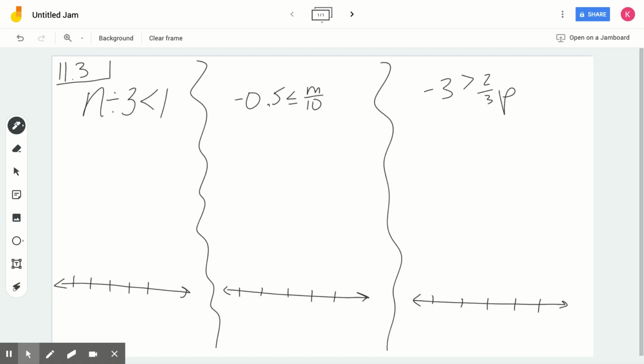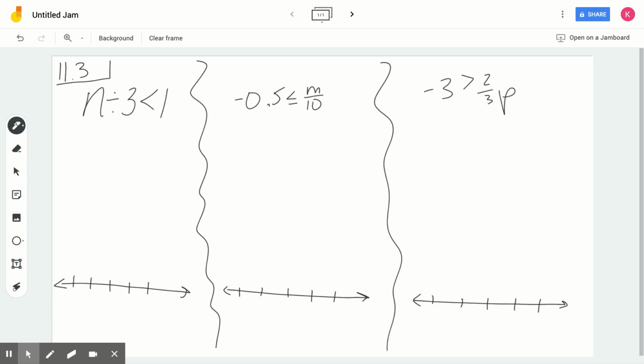Hi everybody, tonight we're going to be talking about lesson 11.3 for advanced math on solving inequalities using multiplication or division. At the top of your page you're going to see the key idea, which is the multiplication and division properties of inequalities. This is talking about the first set of examples, or case one.